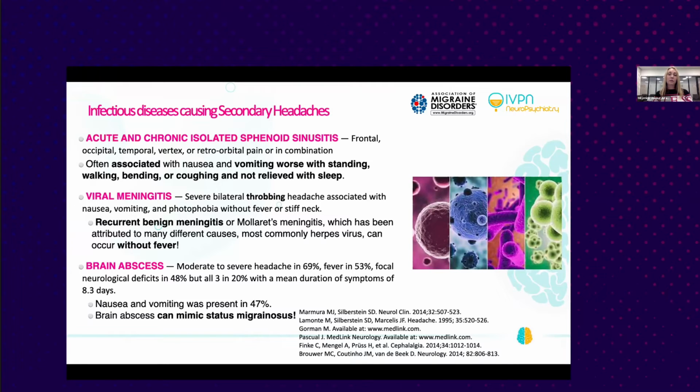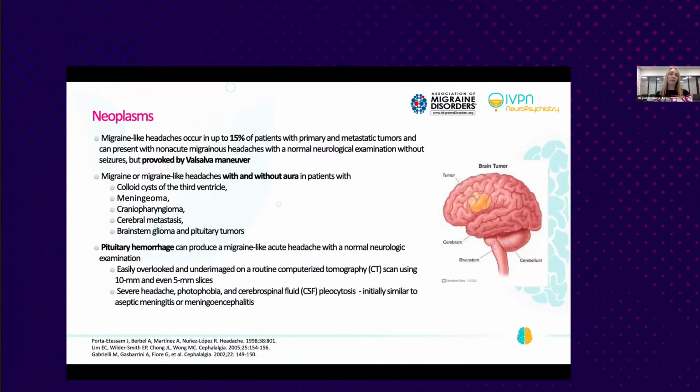There is a specific kind of meningitis. It's called recurrent benign meningitis or Mollaret meningitis, which could be attributed to many different causes. Most often, we're thinking of herpes virus, and it can occur without a fever. Thus, if you see all the symptoms of a migraine, you really might well think that it is one. And then we have a brain abscess that's really rare, but it's quite migraine-like, and sometimes it can evoke an aura as well, but because of its duration, it can mimic status migrainosus, a very important thing to avoid.